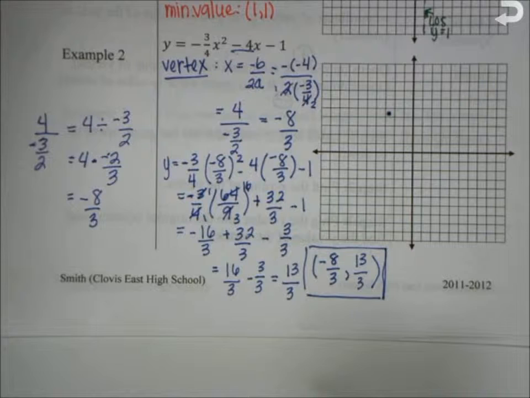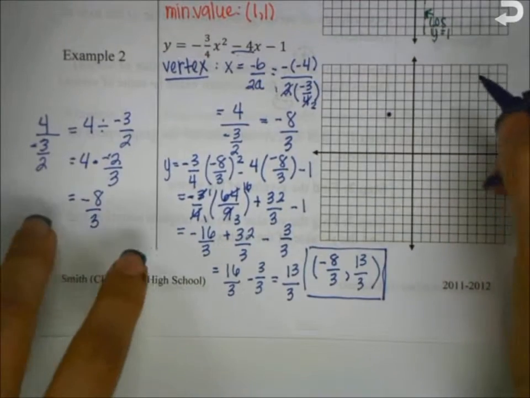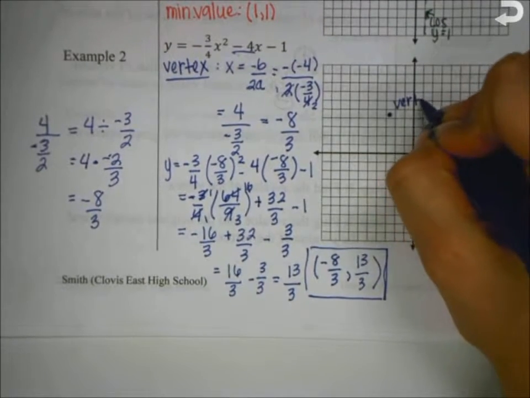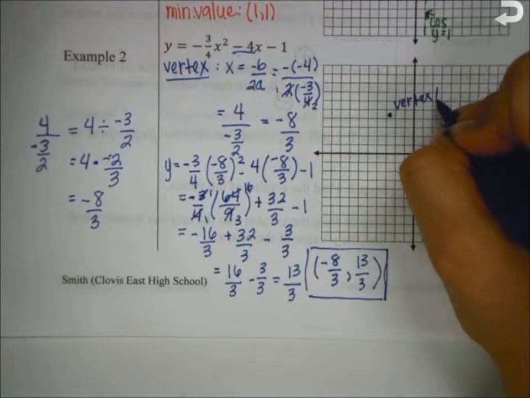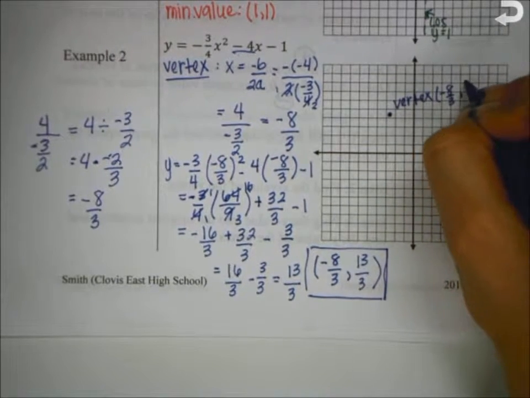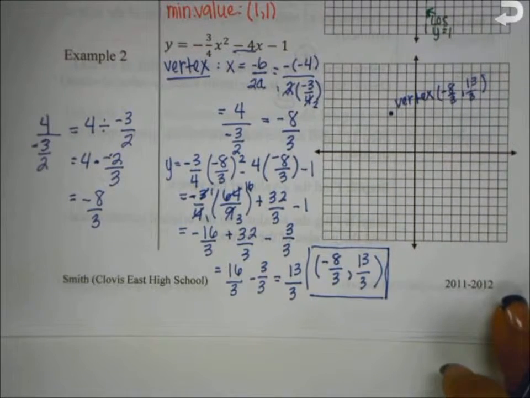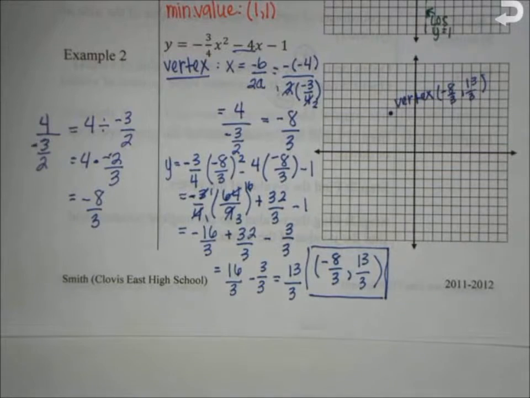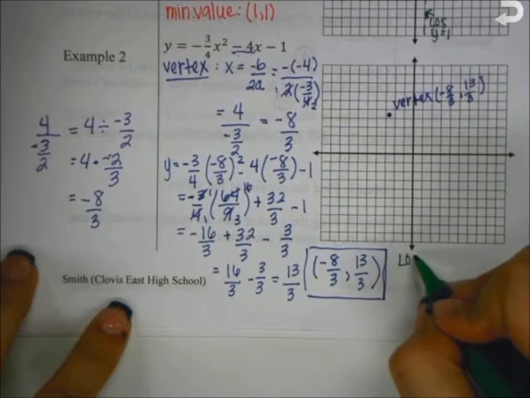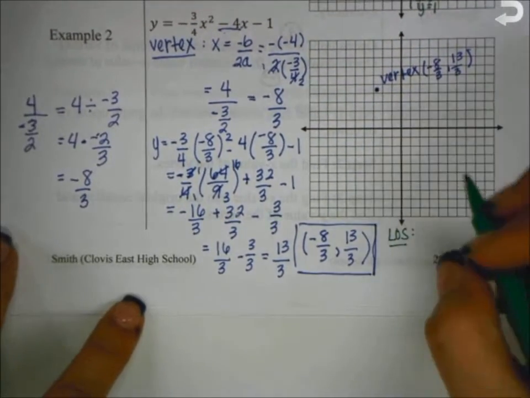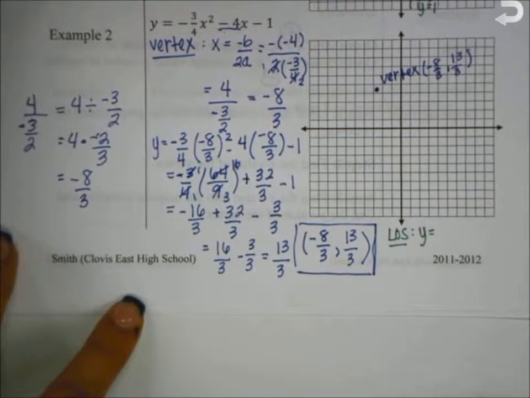Okay. So I'm going to label that vertex and put the point: negative 8 over 3, positive 13 over 3. And then we want to find the line of symmetry. My line of symmetry is going to be y equals what? Y equals the x value. What's the x value? Negative 8 over 3.